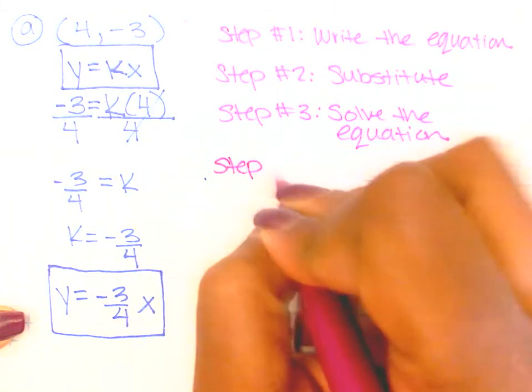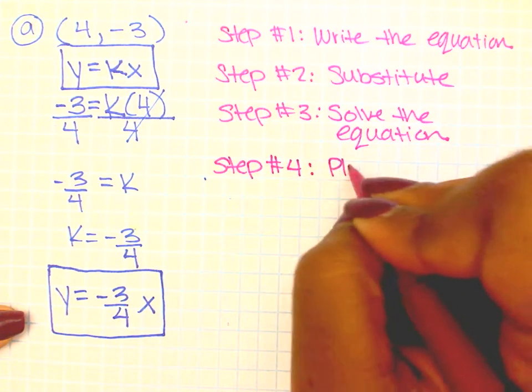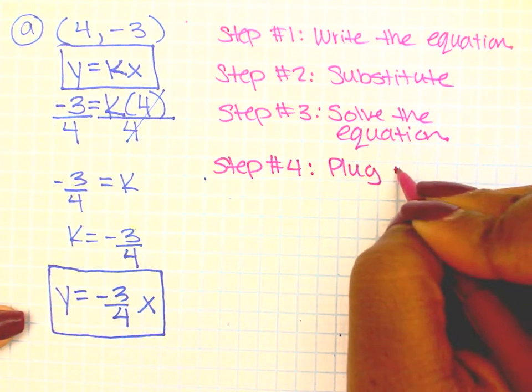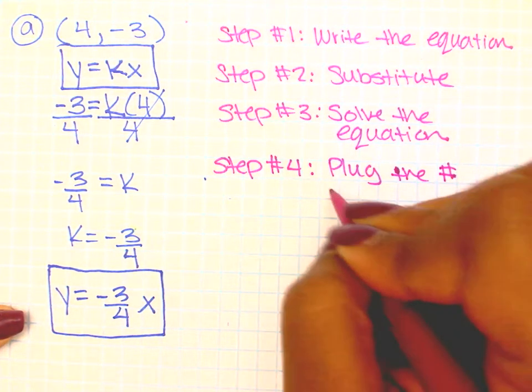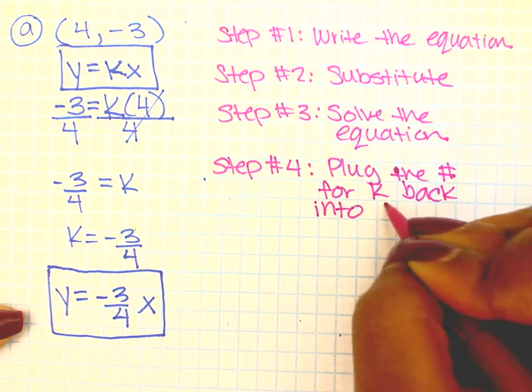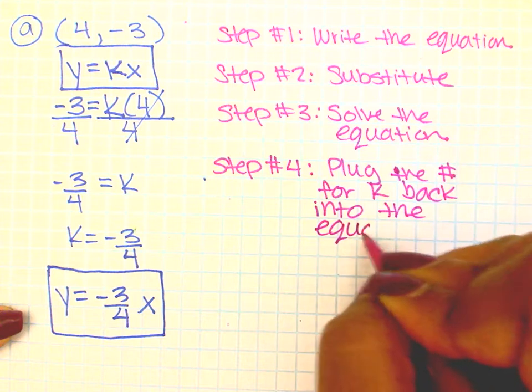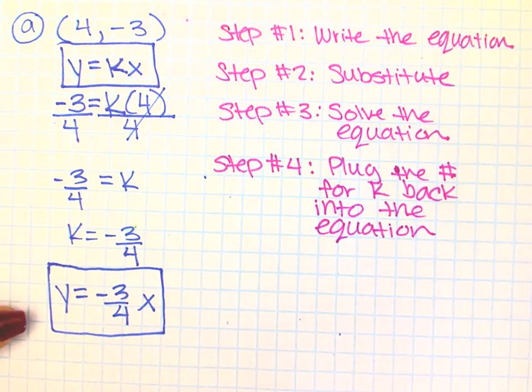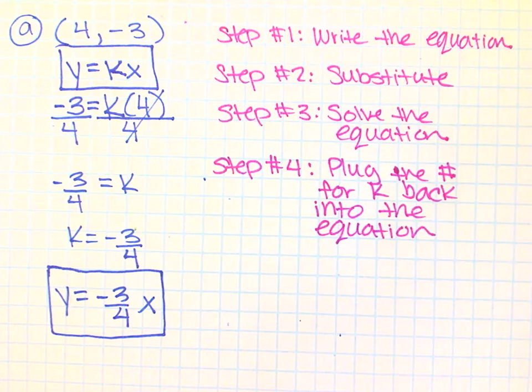So step number 4 was to plug the number for k back into the equation. It's very important for you to write this step down. Because if you don't write that step down, you're going to end up giving me an answer, k equals negative 3 over 4. That's not what they're looking for. They want you to plug the number back in for k into this equation. You find k, put it back in the equation. All they want is the equation.